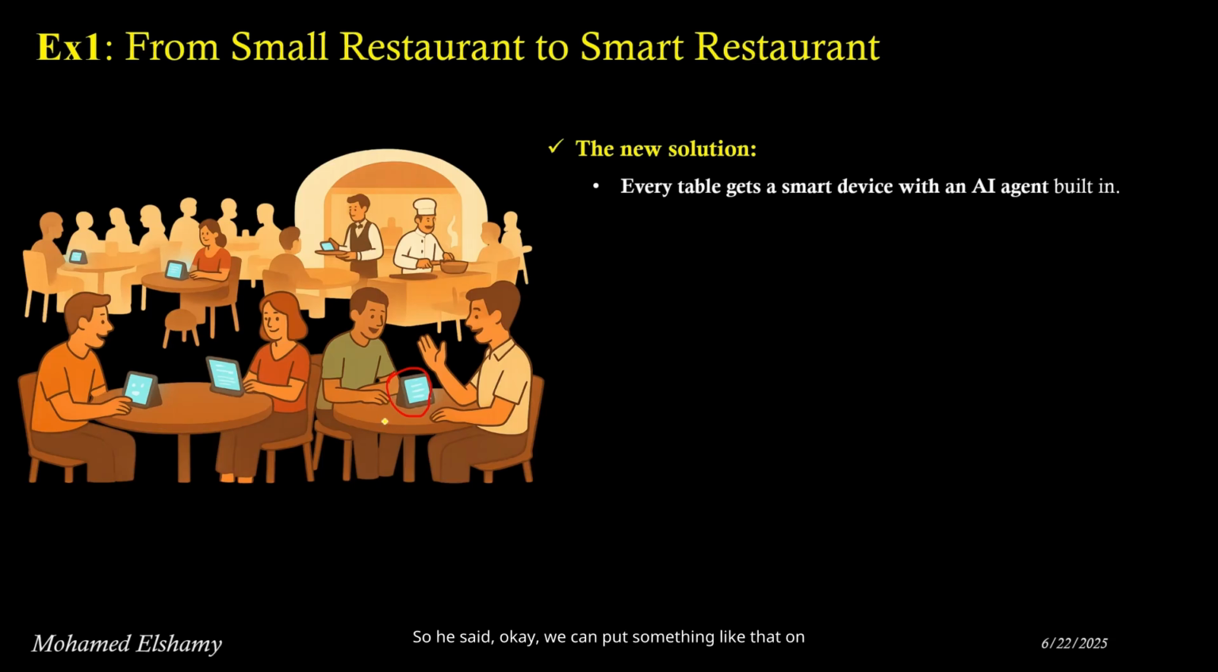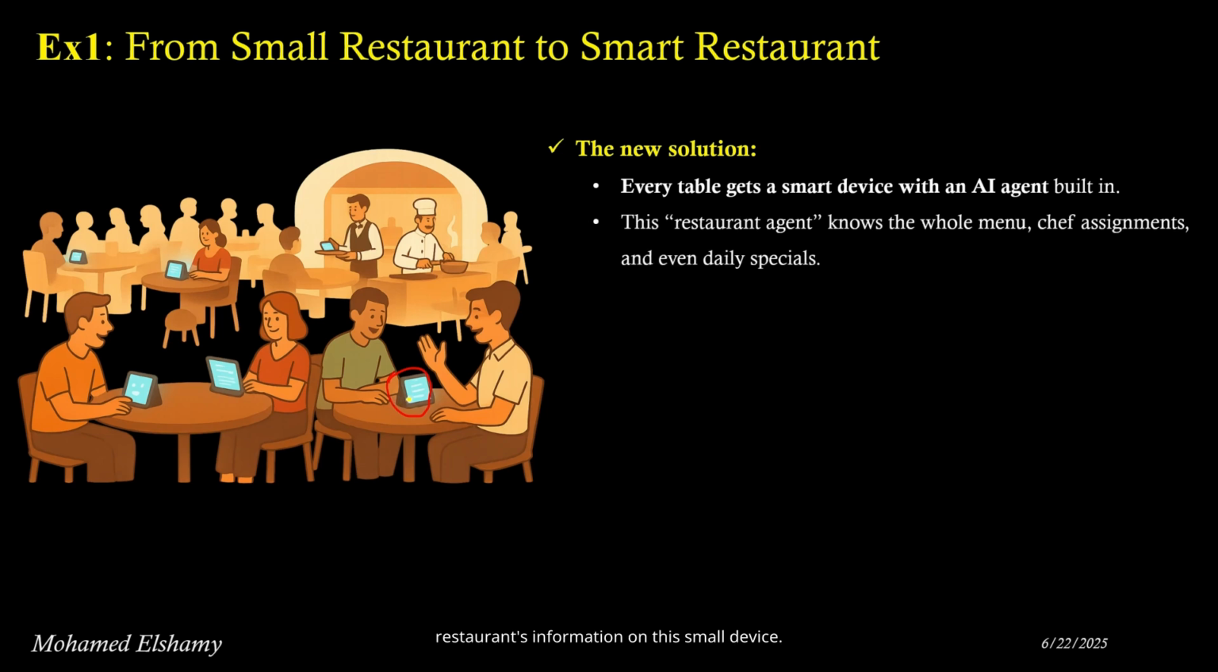So he said, okay, we can put something like that on this small device. And at the same time, we'll also put all the restaurant's information on this small device. That means we'll put the restaurant's menu on it. For example, we'll include information about the pizza chef, the chef who grills the chicken, and many other things. So, on the AI that's installed inside this device, we'll put all this information.